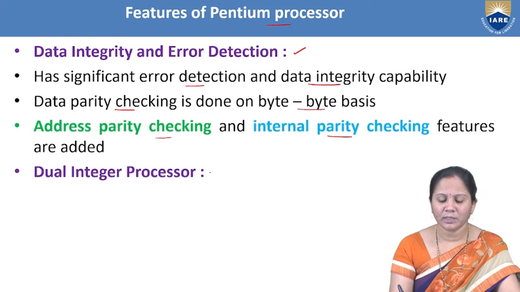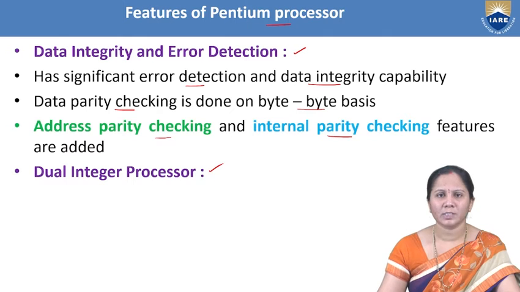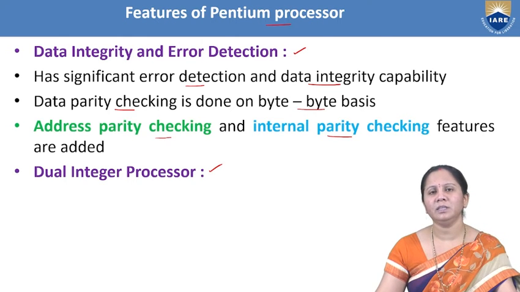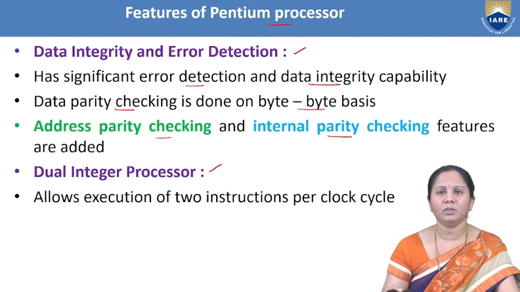Next feature is dual integer processor. Here we have seen in the architecture, it has two execution units related to integer execution and one unit related to floating point. So coming to the dual integer processor, it allows execution of two instructions per clock cycle.